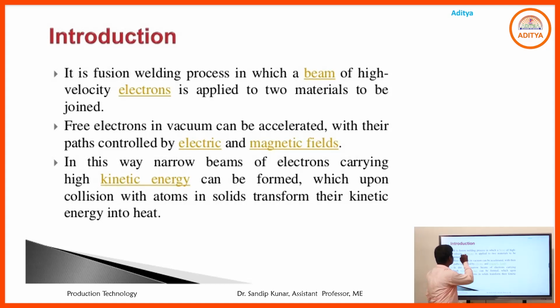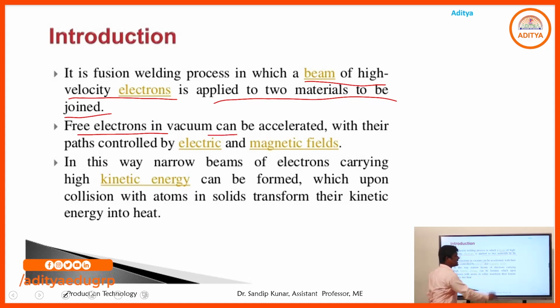In this particular electron beam welding process, we use a beam of high velocity electrons. The high velocity electrons are applied on the particular workpiece, and that helps to melt the workpieces across the welding joint face. The two materials are to be joined, and free electrons in vacuum can be accelerated.